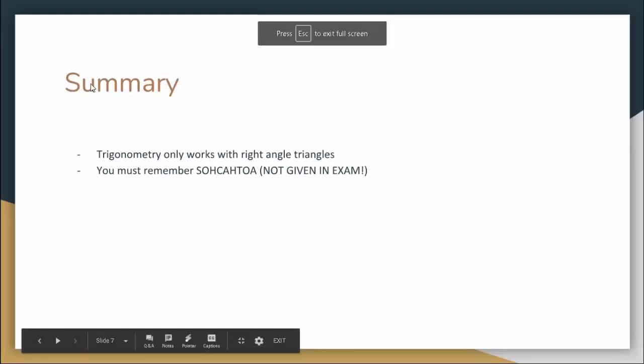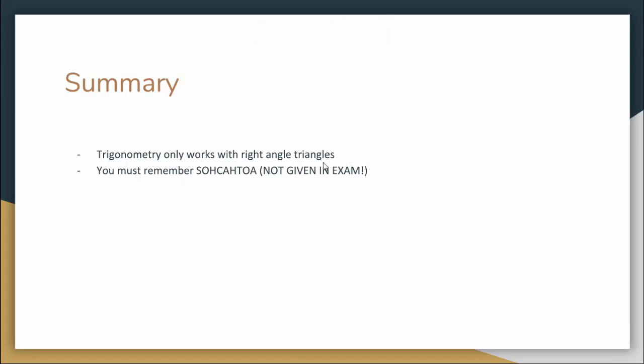As you can see, guys, summary: trigonometry only works with right angle triangles, and you must remember this Soh Cah Toa rule, and also you must know how to rearrange properly. In the example I did, I made a little mistake, but you need to know how to rearrange for x.